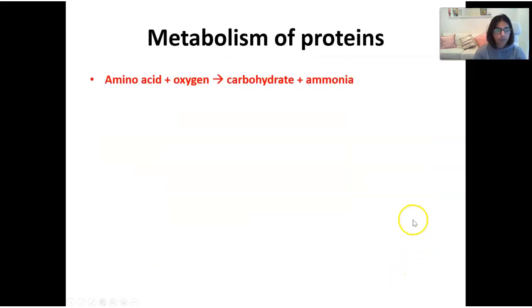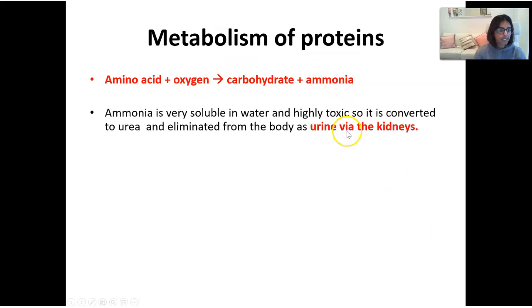So when we look at the metabolism of proteins, we understand that this process occurs in a stepwise way to make our waste products safe. We know that ammonia is also very soluble in water and it's highly toxic. So this is why we have this conversion process happening. And as I've mentioned before, when urea, which is much safer, is dissolved in water, we have urine, which is excreted through the kidneys.